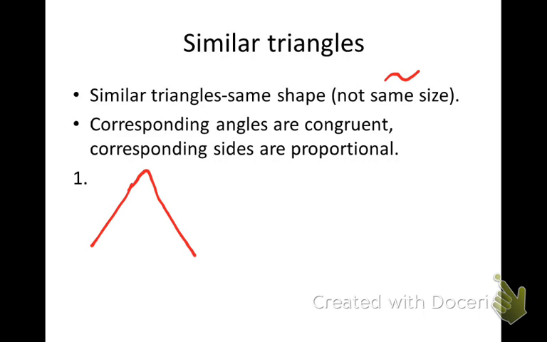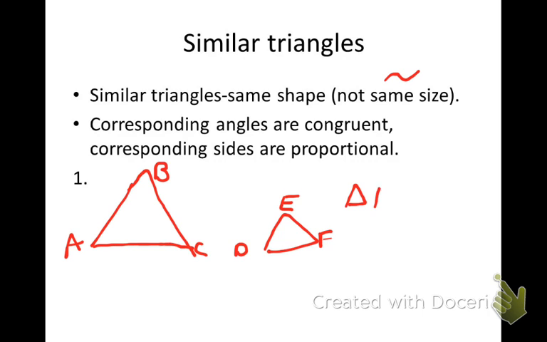So let me draw two triangles here and put some labels on them. This triangle ABC, and we'll call the smaller triangle DEF. So we can say that triangle ABC is similar, I'm running out of room over here, sorry, to triangle DEF.